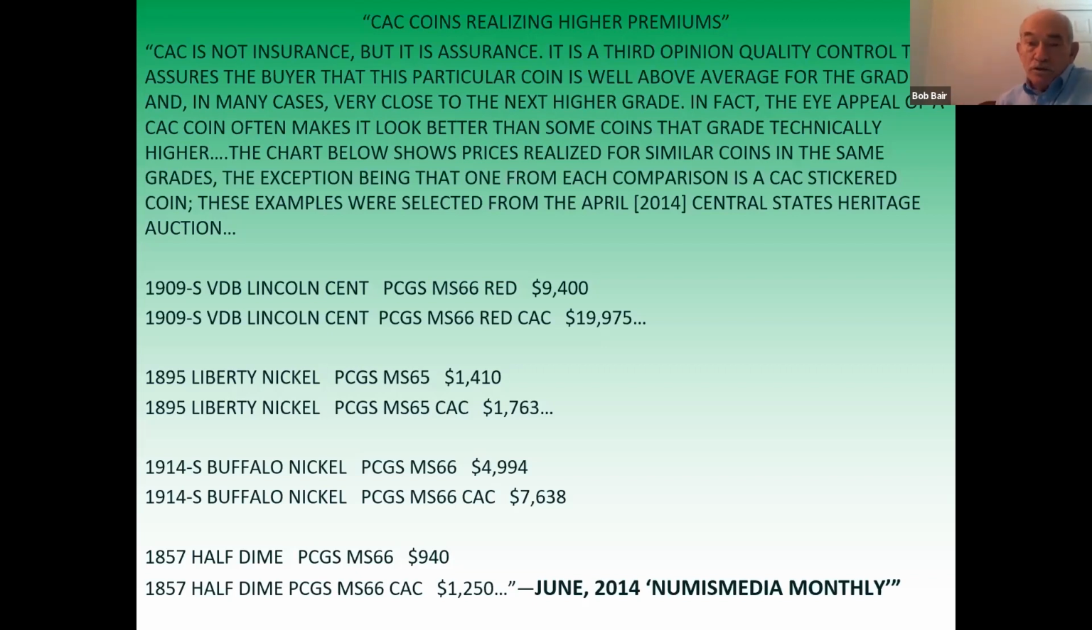These examples were selected from the April 2014 Central States Heritage Auction. Well, you can take a look at the figures there that Dennis Baker picked out for the June 2014 Numismatist. In every instance that he cited, the CAC coins bring more than the non-CAC coins.